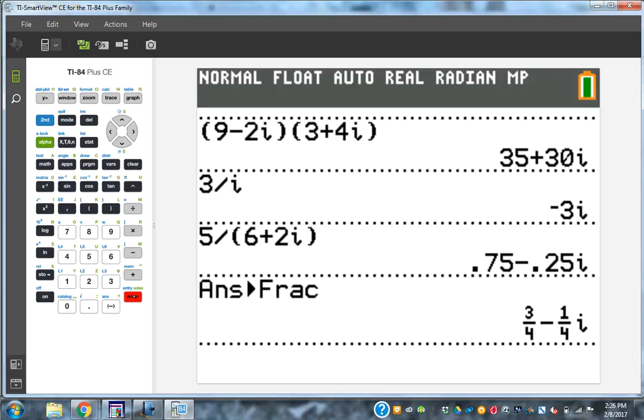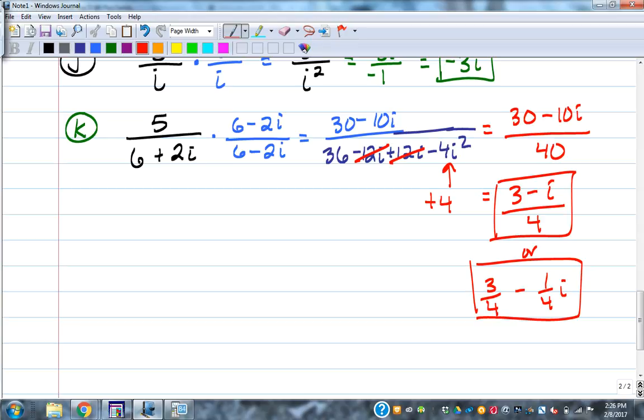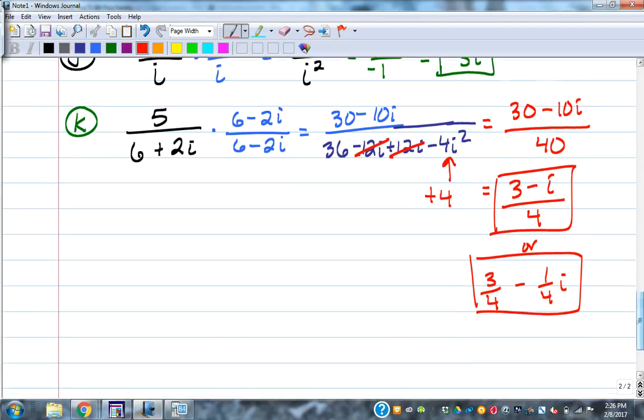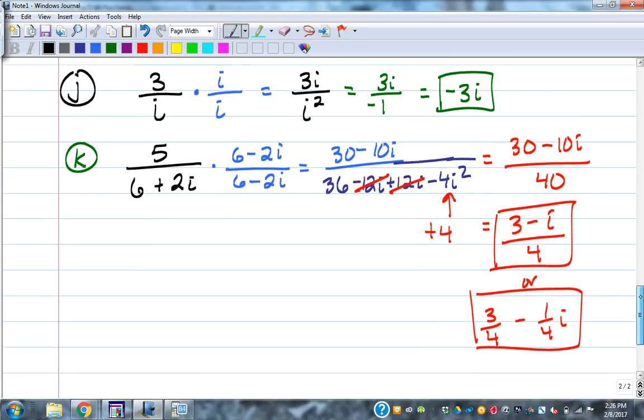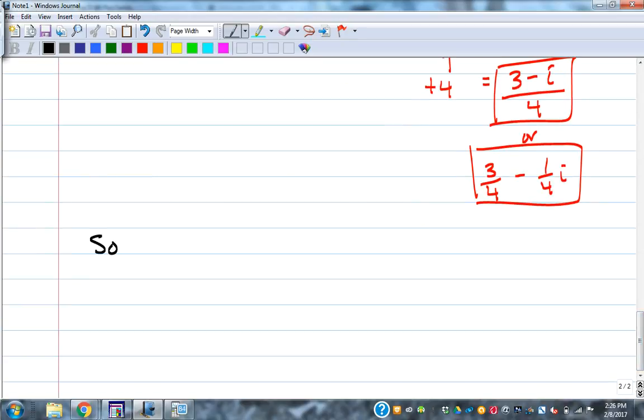Now, that doesn't help us much when we go to solve things, but it does help us to operate with complex numbers. All right, so let's look at solving a few. What are we on here? L. Solve. So this is back to solving square root problems, just like we did yesterday.